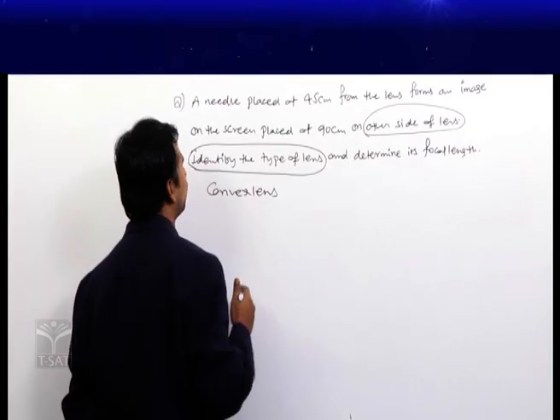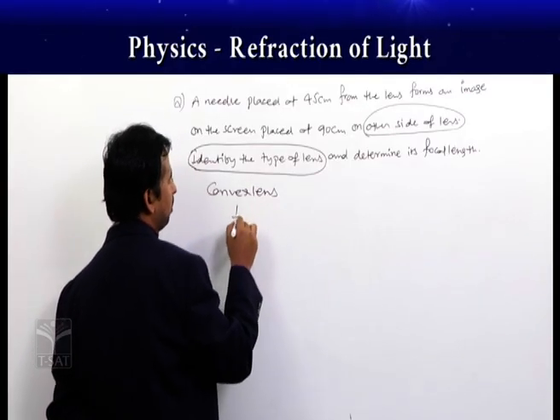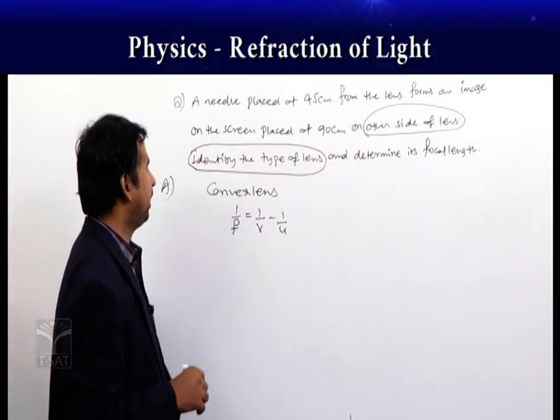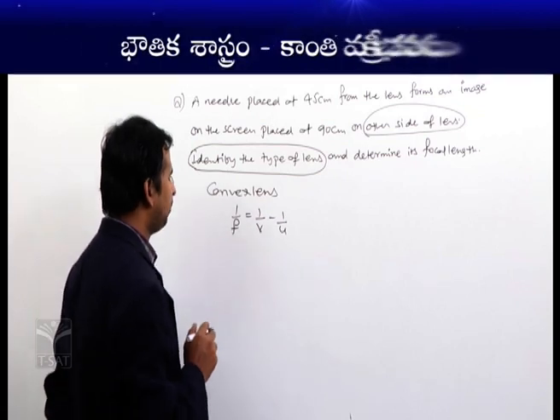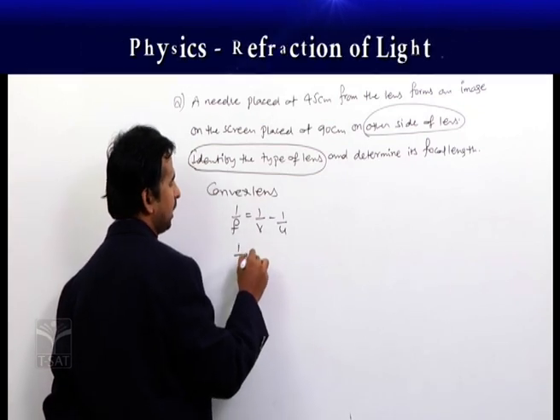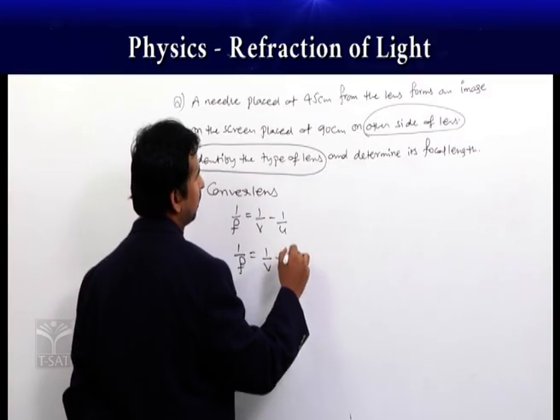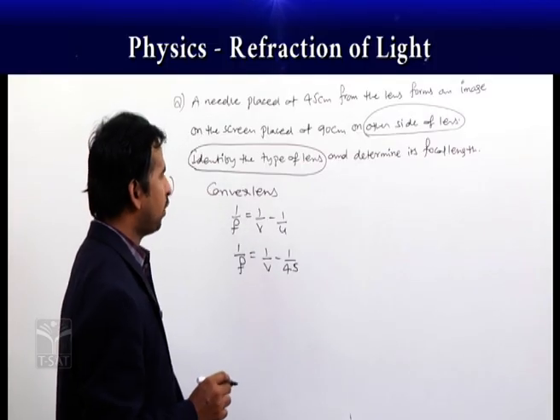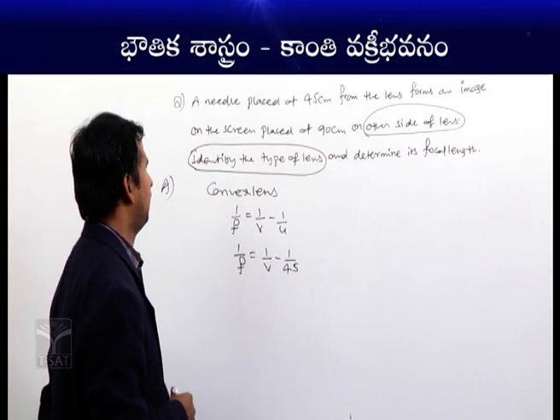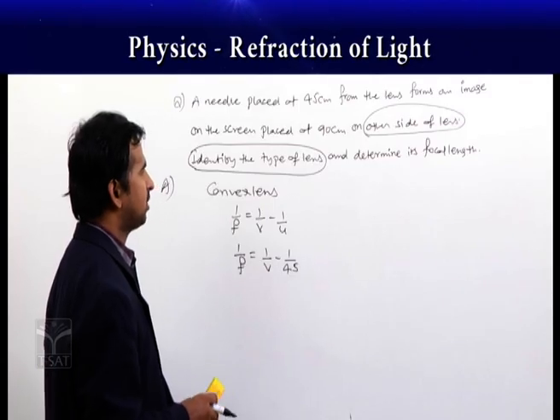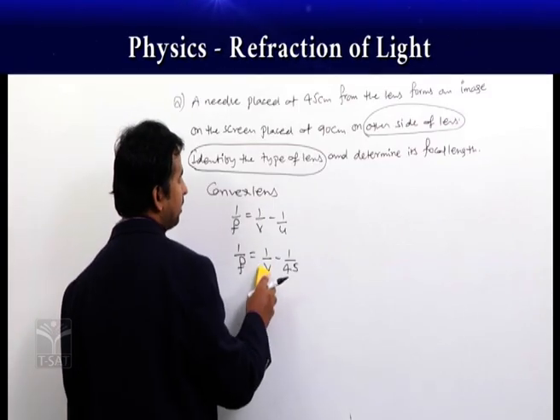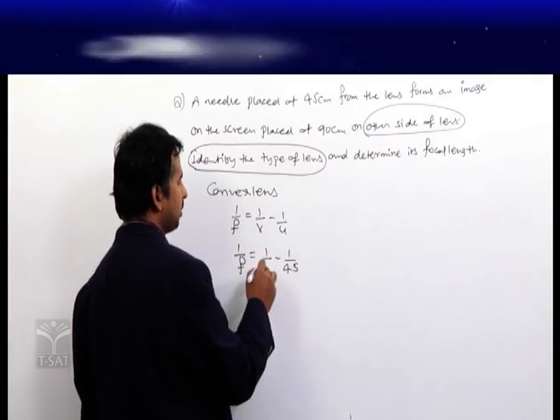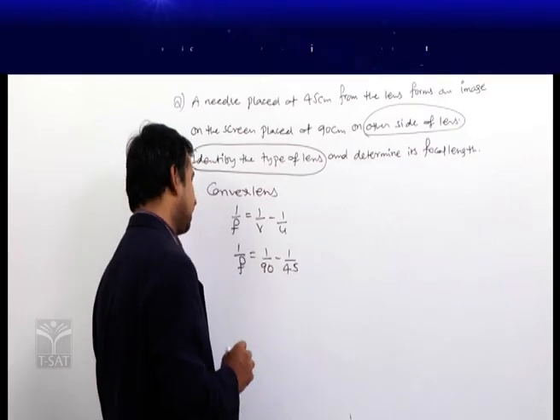The focal length is given by 1 by f is equal to 1 by v minus 1 by u. The object is placed at 45 centimeters from the lens, which we call the object distance. And not only that, the image formed, which we take on the screen, is placed at 90 centimeters on the other side of the lens. That screen is also taken from the lens, which we call the image distance, and it is equal to 90 centimeters.